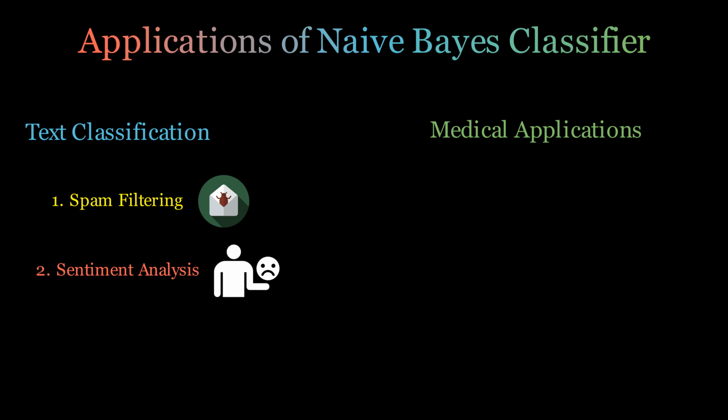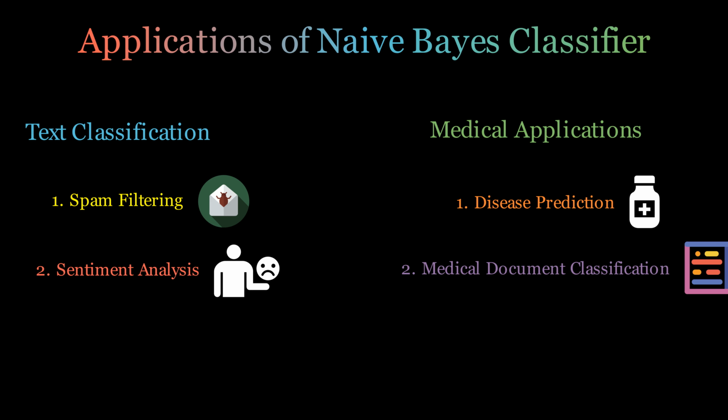Naive Bayes is also used in sentiment analysis to determine whether a text has a positive, negative, or neutral sentiment. In the medical field, naive Bayes is used for disease prediction based on patient symptoms and medical history. Naive Bayes is also applied in medical document classification, helping in sorting and categorizing medical records efficiently.